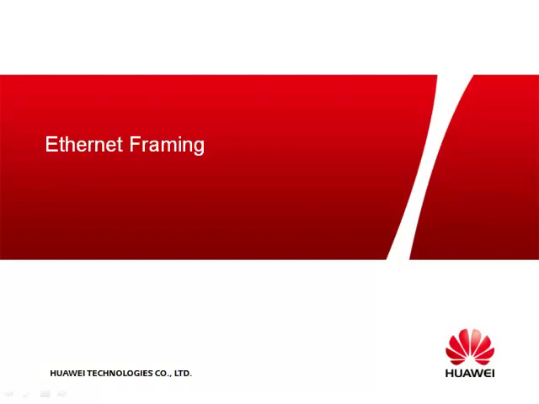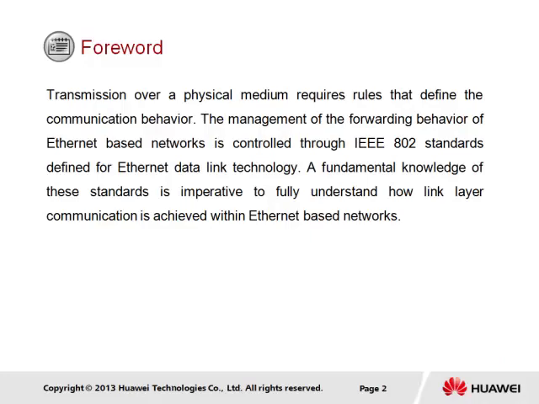This section is Ethernet framing and introduces the basic role and operation of Ethernet technology within a network. Transmission over a physical medium requires rules that define communication behavior. The management of the forwarding behavior of Ethernet-based networks is controlled through IEEE 802 standards defined for Ethernet data link technology. A fundamental knowledge of these standards is imperative to fully understand how link layer communication is achieved within Ethernet-based networks.